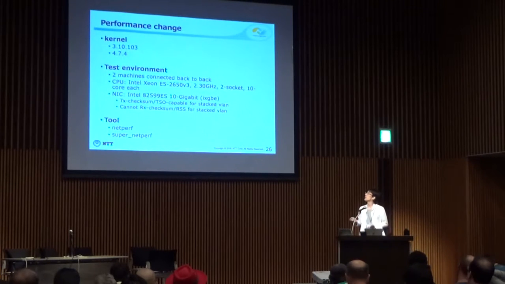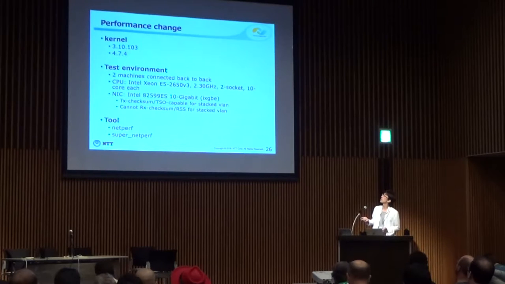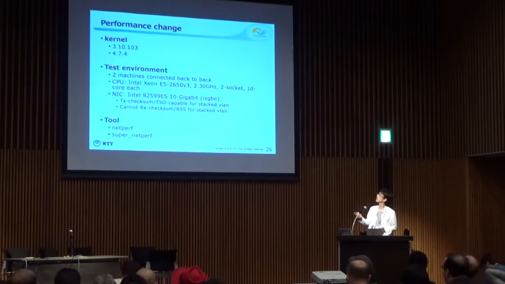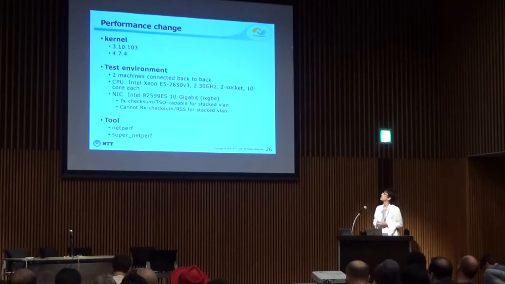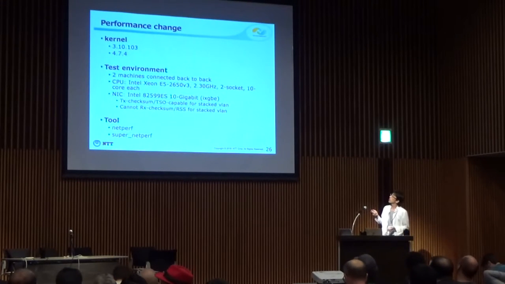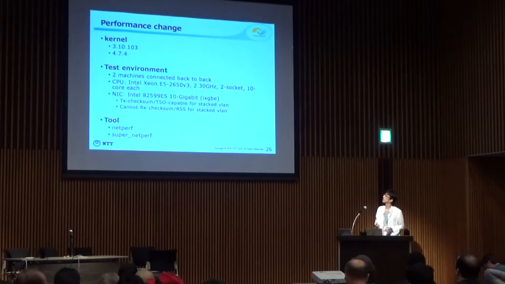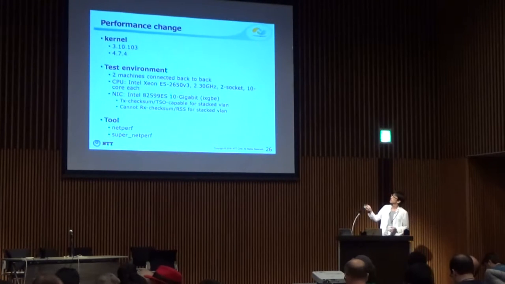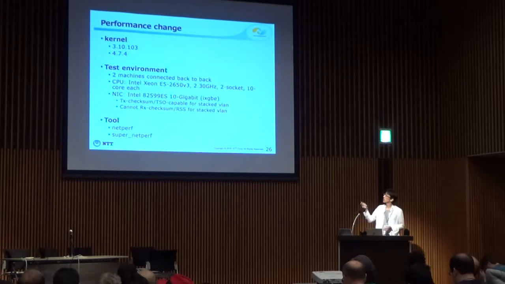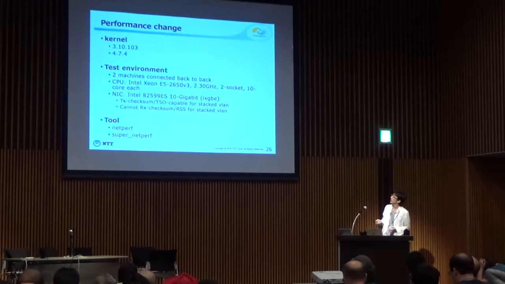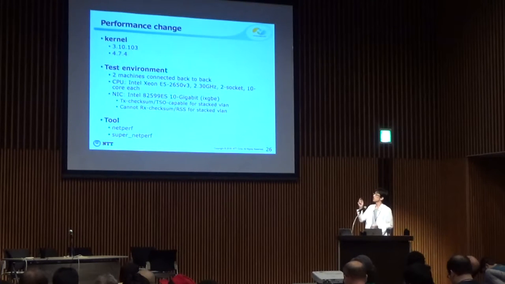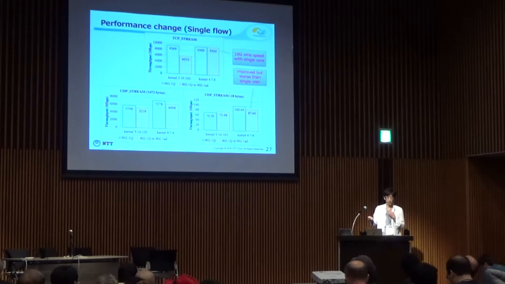So I measured the performance change with kernel 3.10 and 4.7. We used two commodity servers connected back to back, and the NIC is a 10 gigabit Ethernet. This NIC is capable of TX checksum and TSO for stacked VLAN, but cannot do RX checksum and RSS. So the result is likely.